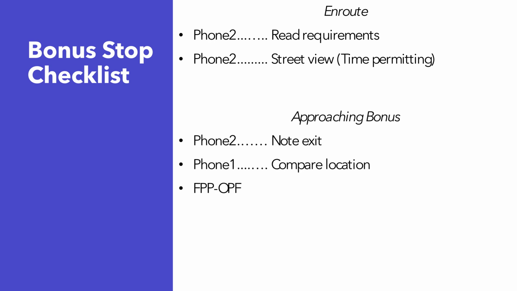Next, approaching the bonus, we're going to note the exit. And what I mean by that is once we get the bonus, take our photo, how do we exit there? Which way do we need to go to the next bonus without plugging it in while the wheels are stopped? Last thing we want to do is have to turn around because we went the wrong way. We're going to compare the location. By comparing the location, I mean simply backing out of your direction layer and making sure that your current location is exactly where that pin is and knowing you're in the right spot.